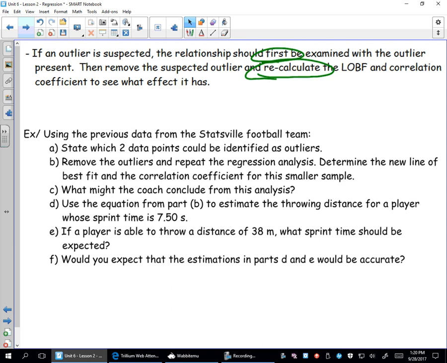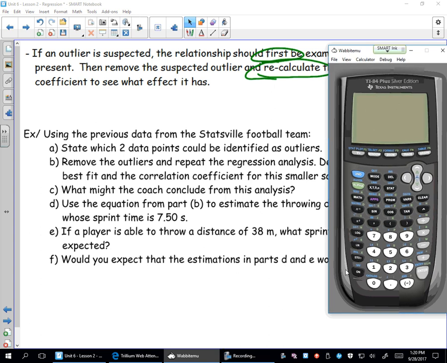So our last example here says, using the previous data from the stats football team, state which two data points can be identified as outliers. So if we go back to our graphing calculator and turn it back on, and go back to our graph, which was zoom 9, you notice that most of my dots are going this way, except for this dot and this dot. Well, I can figure which ones those are by using my trace button. So when I use trace, I'm going to use my left and right arrows. It's going to go from dot to dot in the order that they're entered into the calculator, not the order they are on the screen. So I have to go dot to dot till I find the right dot. There's one, 7.55 and 40. That is definitely an outlier. I'm going to write them down here, okay?